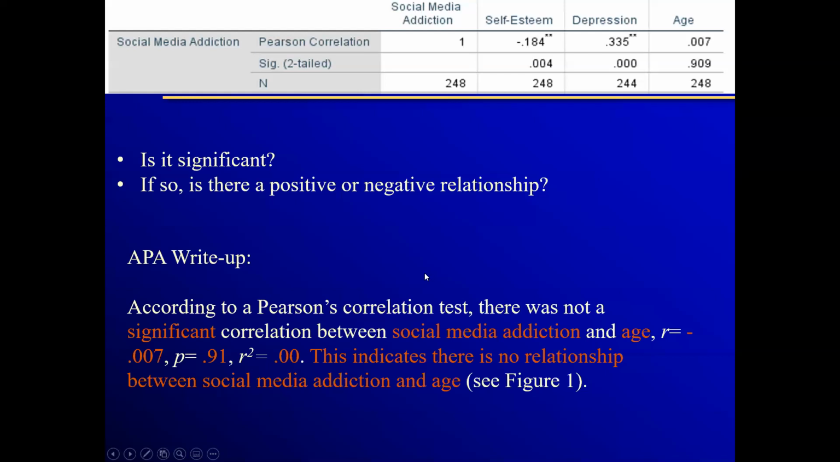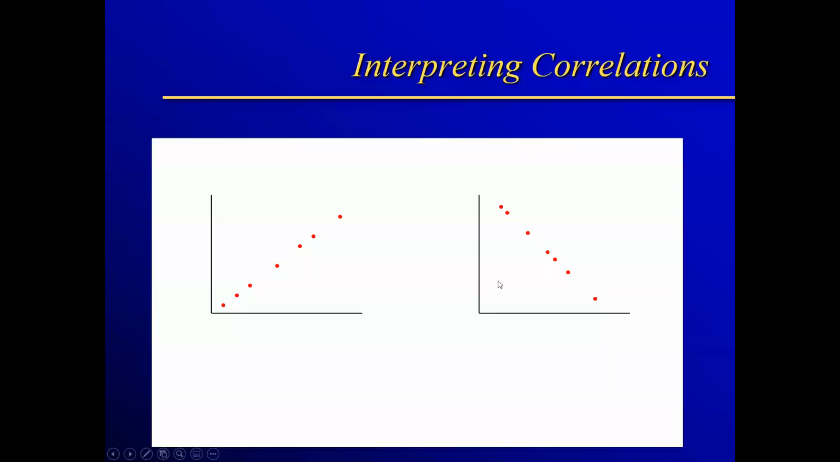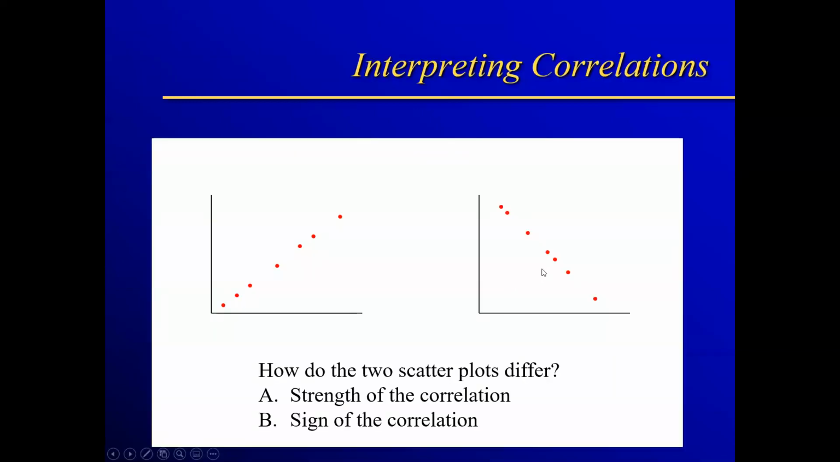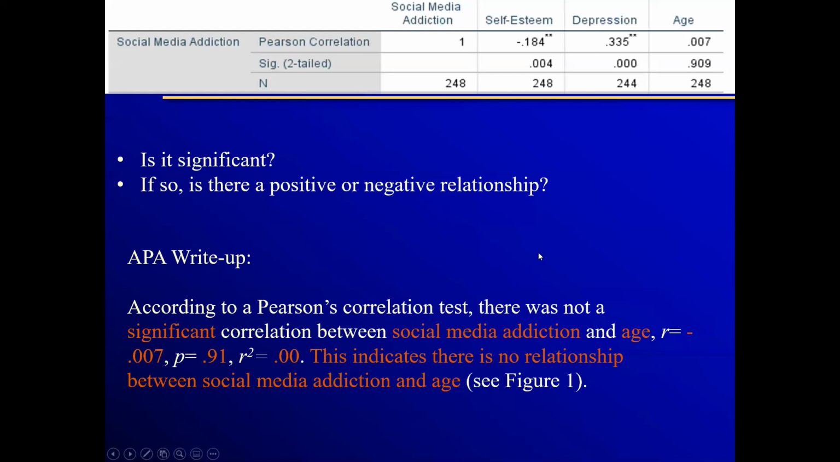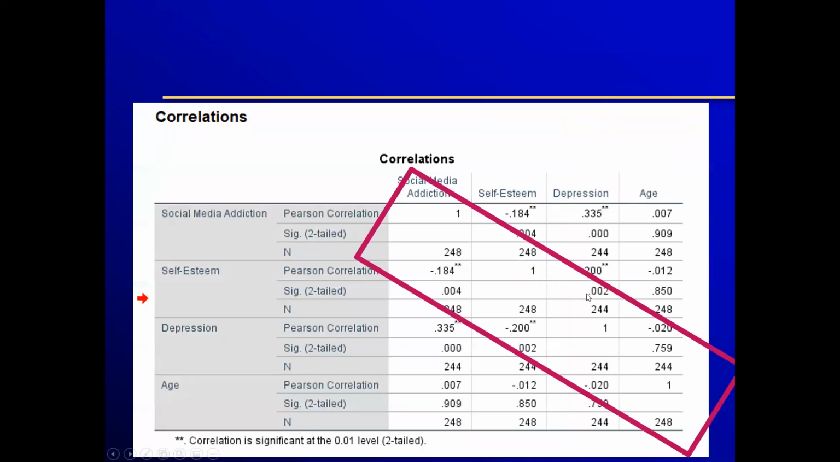So hopefully you can see, I've given you all the write-ups for whether it's positive, negative, or there's no correlation. Make sure you're using these write-ups for an exam or a quiz, or the homework assignment. Make sure you know how to interpret this output.